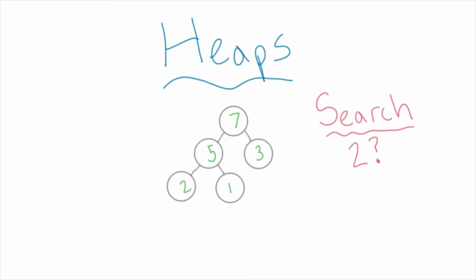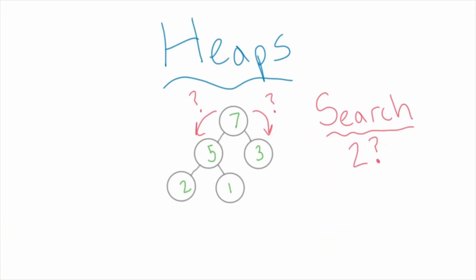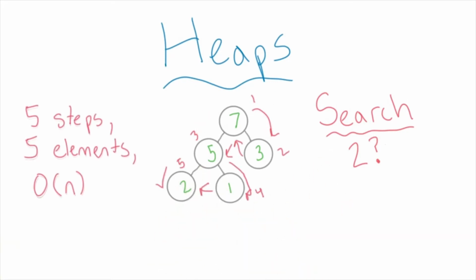Alright, let's see what search looks like. Should we start our search by going to the left or the right? In a BST, we knew which direction to go at each step by doing comparisons. Here, there's no guarantee either way. Thus, searching ends up being a linear time operation, since normally we can't rely on tricks and we'll end up searching the entire tree.